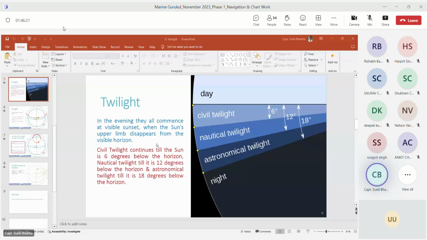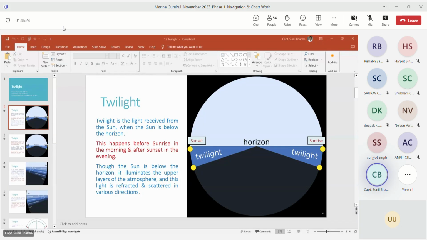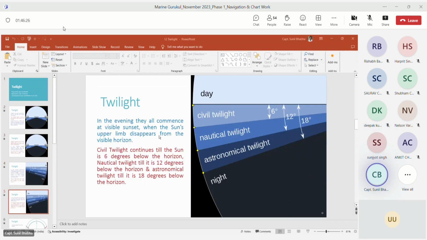Okay, so we have seen the theory of twilight. I'm going to now show you how to attempt the twilight based numericals.